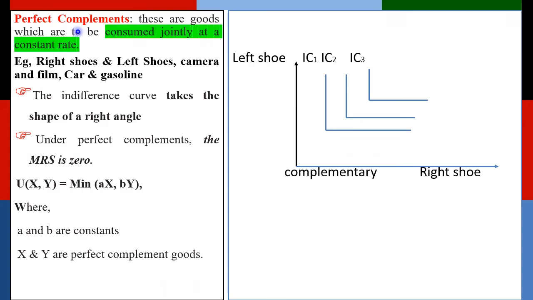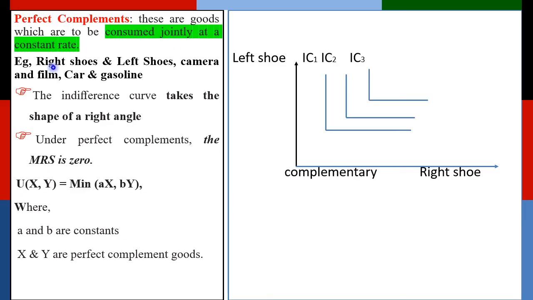Perfect complements. Next to the perfect substitution, there is also another product which is known as perfect complements. Perfect complements means these are goods which are consumed jointly at a constant rate, maybe jointly used. It is impossible to separate them. When we separate each of the two products, that product may become useless rather than when we use the products jointly. This is what we mean.